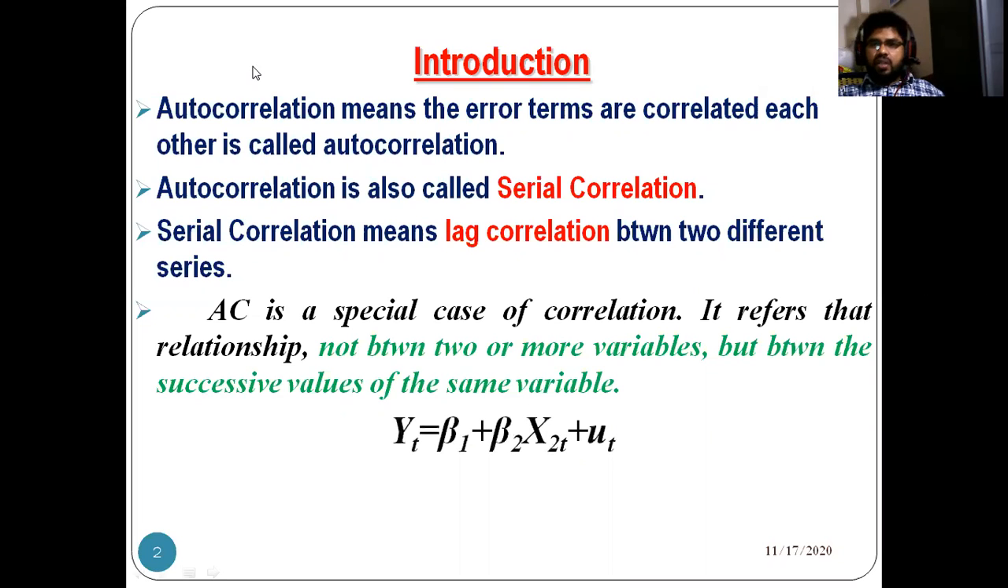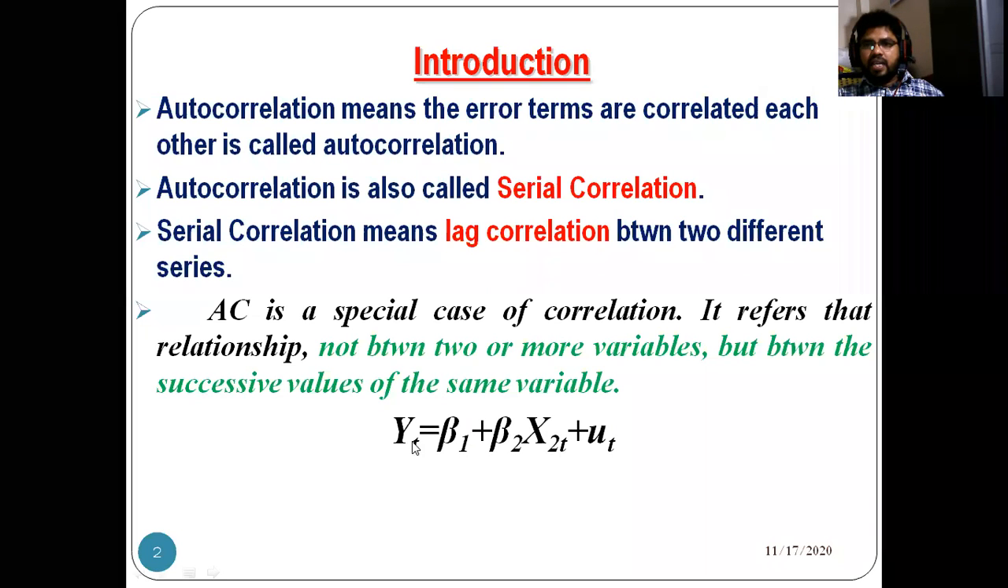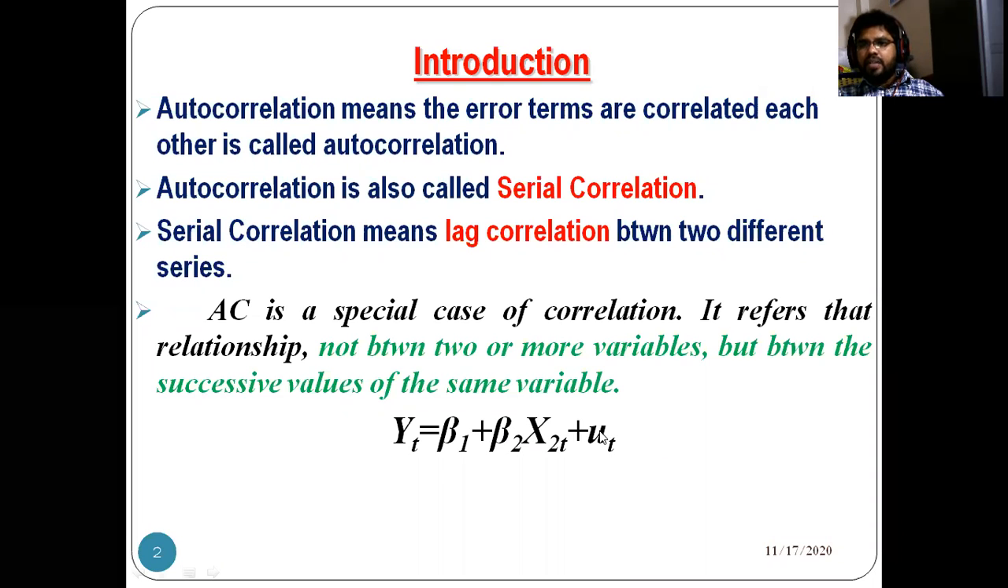If you take the regression model, we can write y t is equal to beta 1 plus beta 2 x2 t plus u t. Why do I put t here? Because it is a time series. When you use time series data, you need to write this type of equation or model.